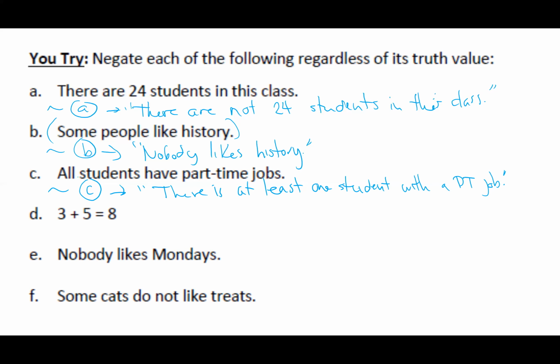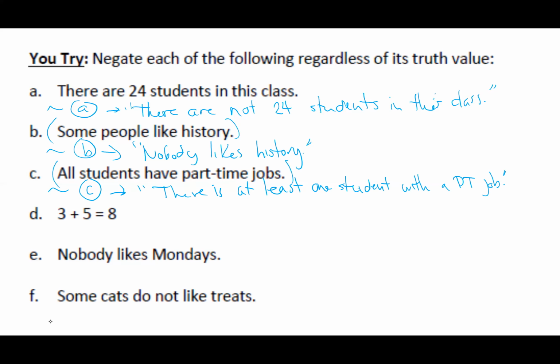In the same breath, if I had all students had part-time jobs, in order for me to disprove that, all I would have to do is find one student, at least one student. But if I even just find one student who has a part-time job, then we're good. I've already negated the claim.